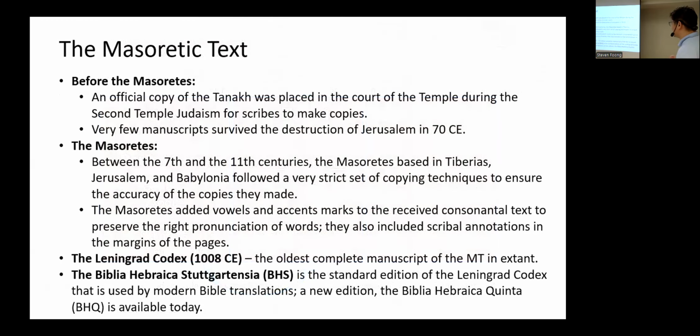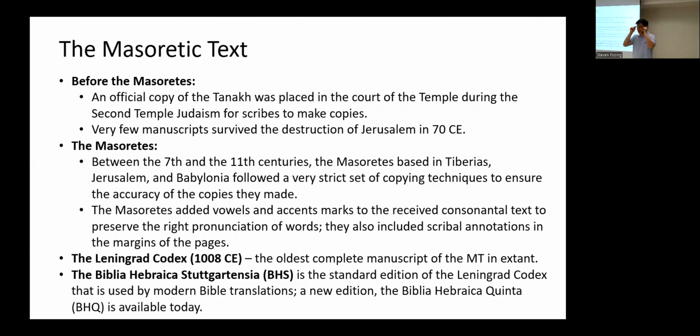So, the Masoretic text. Before the Masoretes, who are a group of people I'll talk about later, during the time of Jesus, according to Josephus, a first century historian, he was a Pharisee, so there's no reason why he should lie, he said that there was an official copy of the Tanakh placed in the court of the temple during the Second Temple Judaism period for scribes to make copies. So let's just say you are a Pharisee, a scribe. There are scribes and Pharisees whose job it is to copy the Bible.